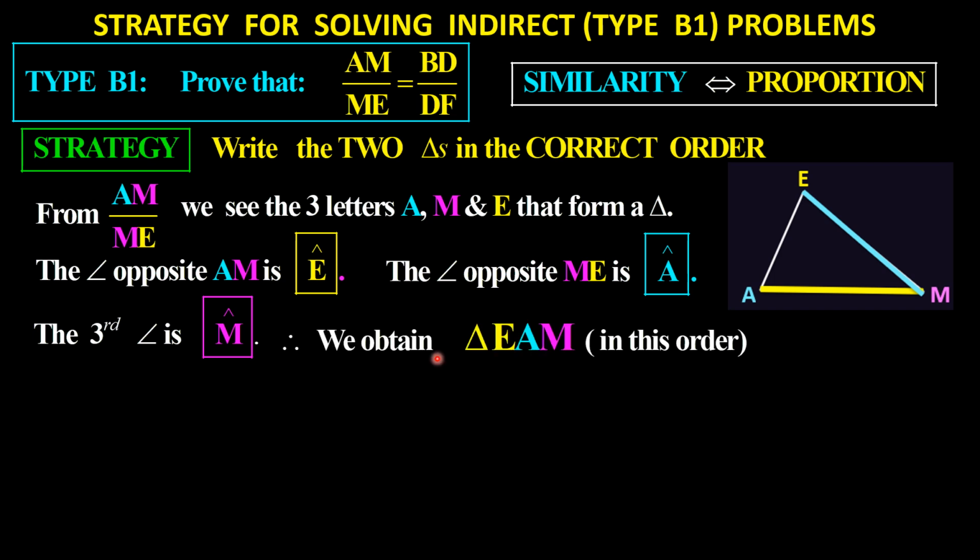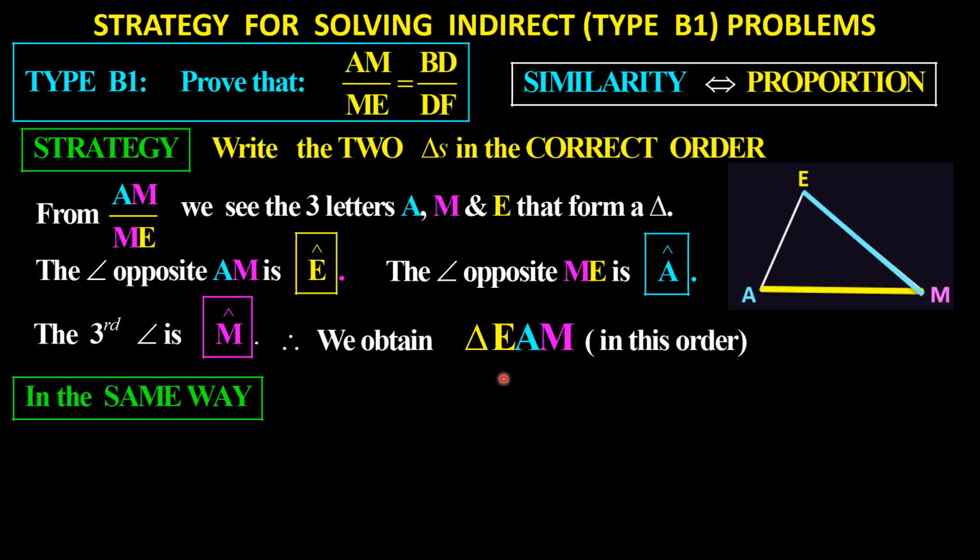So there I have the triangles now E, A, and M based on the fraction that I have there. You see A, M, E. So A, M, what's the third letter? E. M, E, what's the third letter? A. And E, A, what's the third letter? Third letter, we just fill it in.